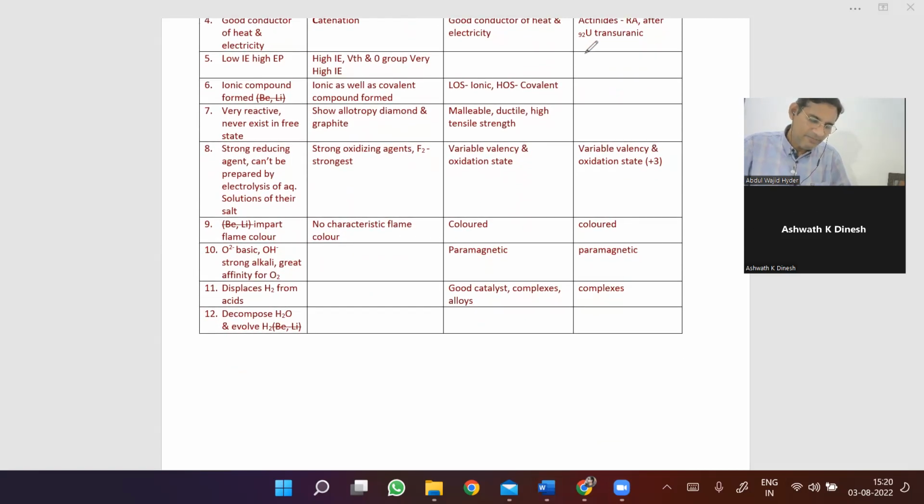Two more properties are there. S block elements displace hydrogen from acids, and these S block elements decompose water and evolve hydrogen. These S block elements are lithium, sodium, potassium, rubidium, cesium, francium, and beryllium, magnesium, calcium, strontium, barium, radium. First A and second A group elements will displace hydrogen from acids and will decompose water and evolve hydrogen, except beryllium and lithium. So these are the properties of S block elements.